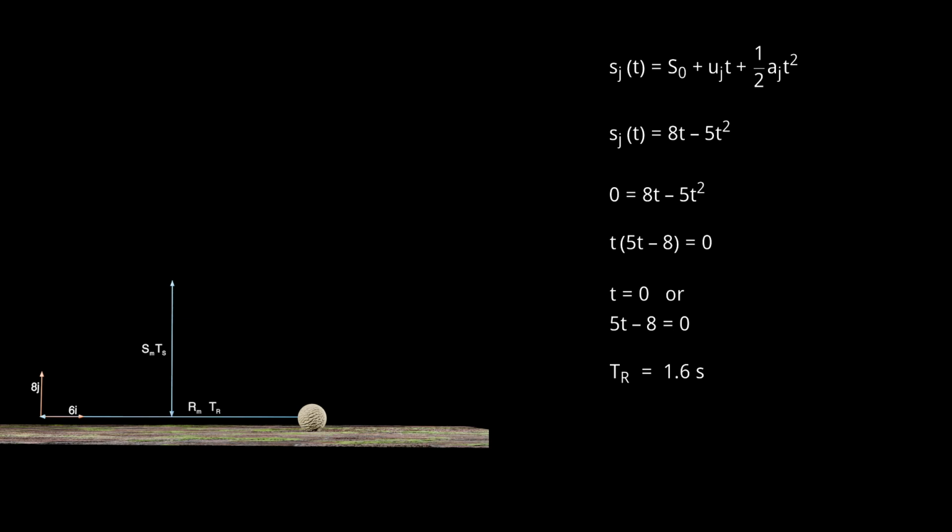The velocity in the horizontal direction remains constant at 6 meters per second, since gravity acts only downward. Therefore, throughout the ball's trajectory, the horizontal velocity does not change. Given the total time of flight and the horizontal velocity, the range is found by multiplying these two values. This gives a range of 9.6 meters.